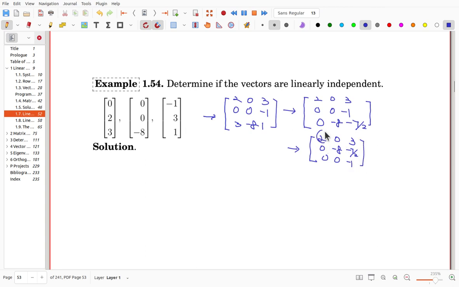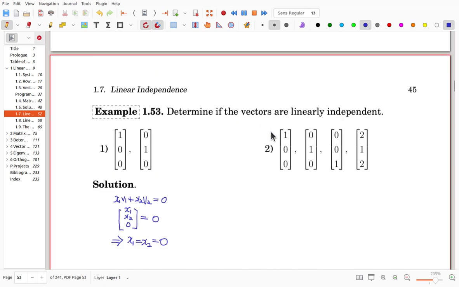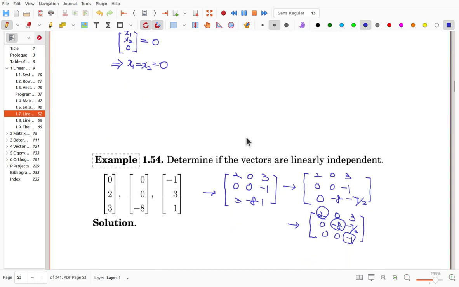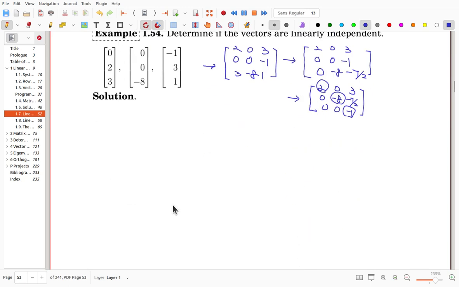that every column has a pivot. So every column of A is a pivot column, so the column vectors must be linearly independent, right? So columns of this matrix must be linearly independent. So they are linearly independent.